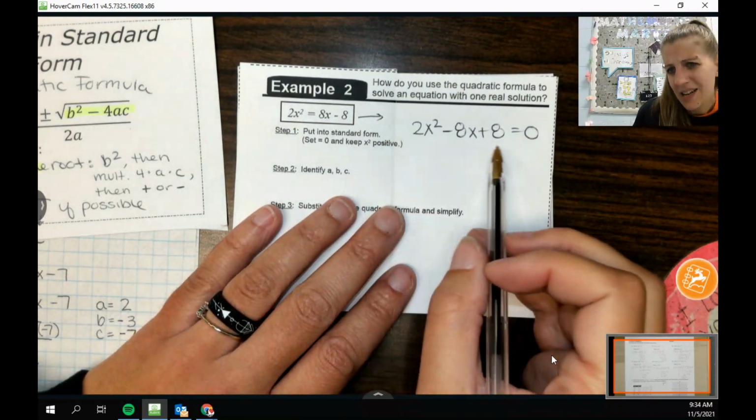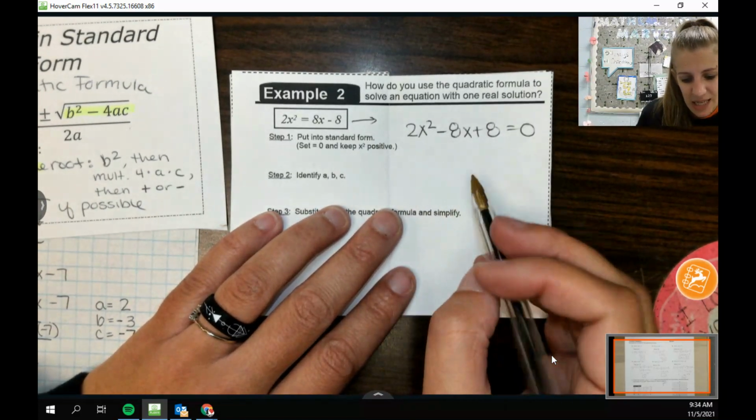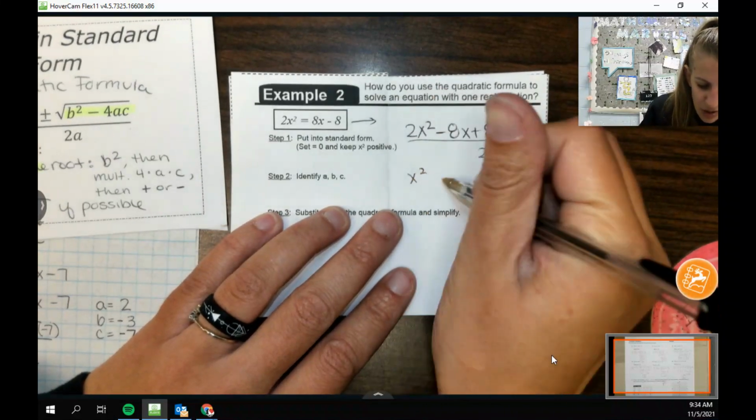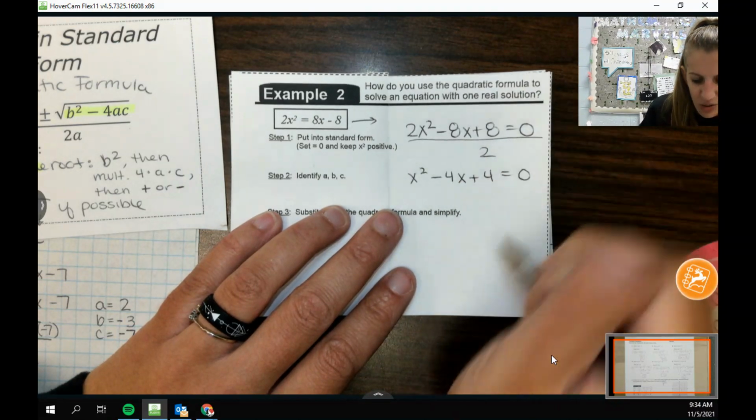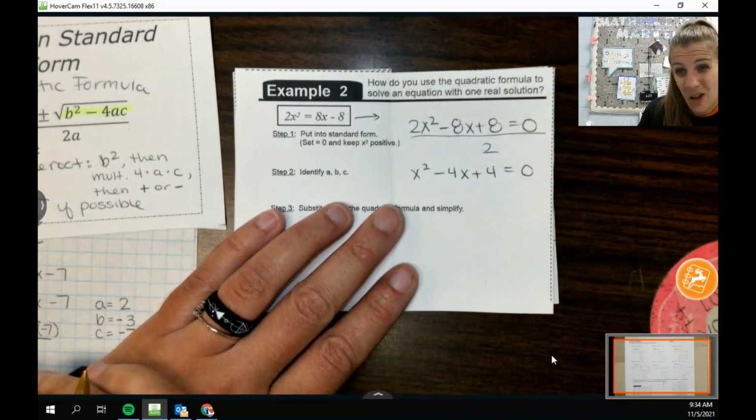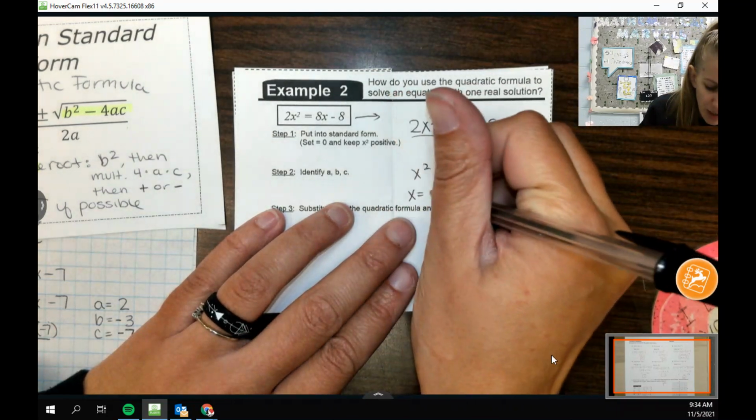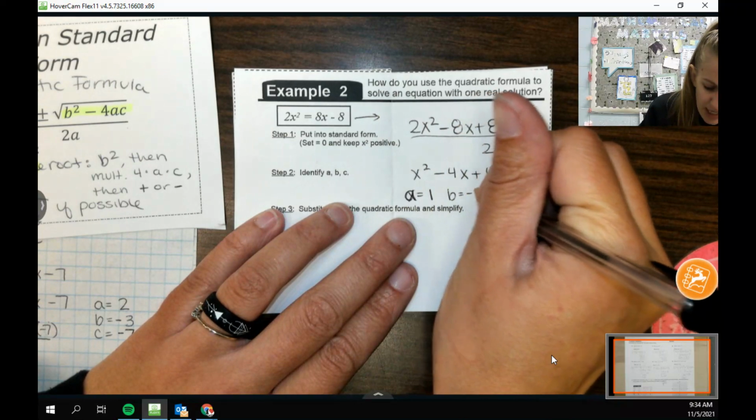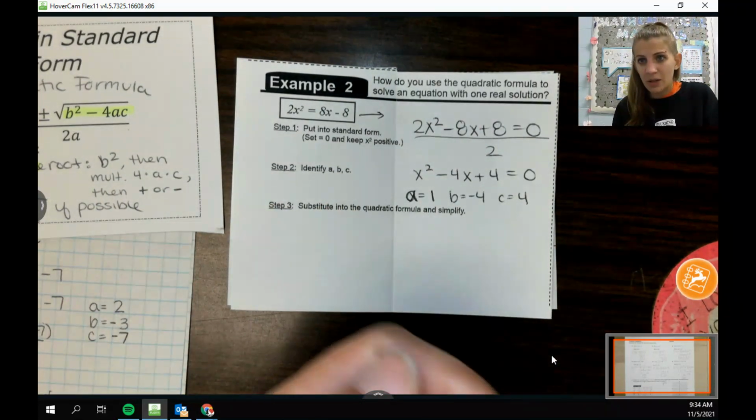Now the other thing that I notice right now too is that 2 goes into each of these, and so I'm going to divide that out because that'll just make my numbers all smaller, which is super nice. And we're trying to solve, so that's totally legit. You can do that as long as they all divide by the same thing. And so now my numbers are much smaller. So a is 1, b is -4, and c is 4. It's just nicer to work with smaller numbers.